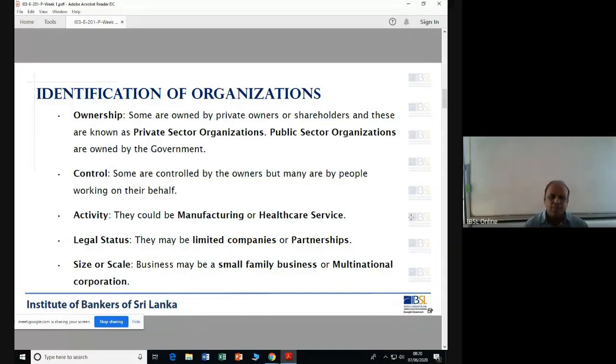And thirdly, we can make use of the criteria of activity, where we need to understand whether the organization is into manufacturing goods or providing services. Now we need to understand this very clearly. What is banking? Banking, is it a product or a service? We know very clearly it is a service. We call that a financial service.